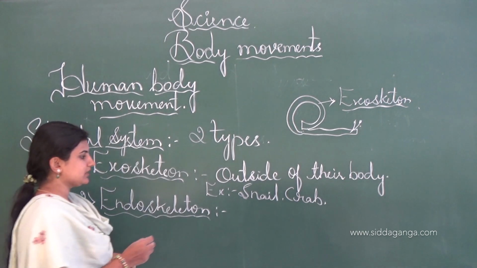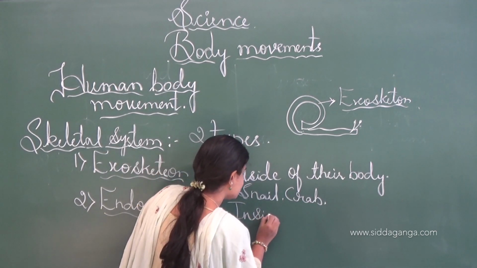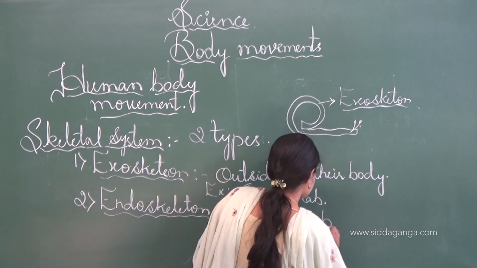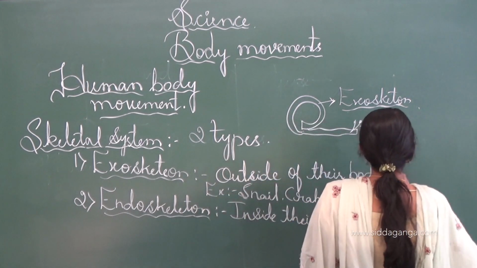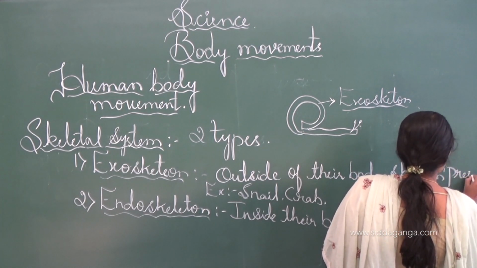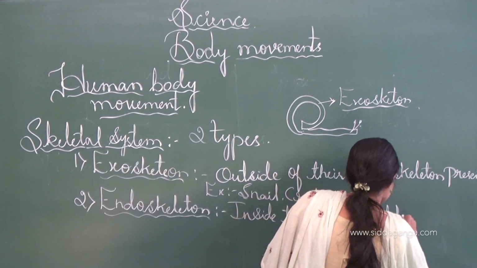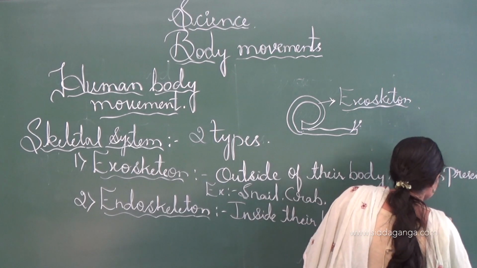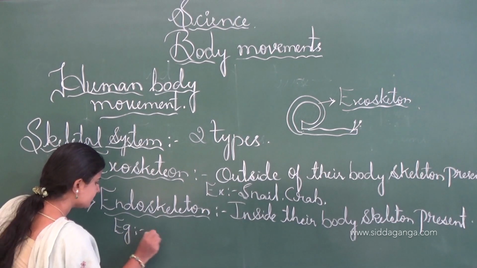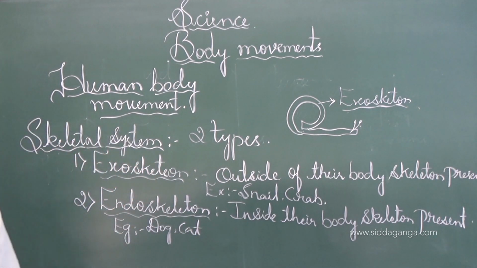And the next one is the endoskeleton. The name itself indicates that endo means inside, so the skeleton is present inside their body. For example, dog, cat, etc. These are examples of the endoskeleton.